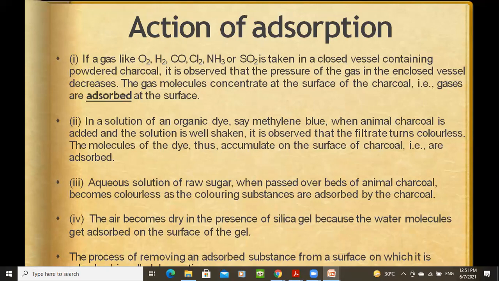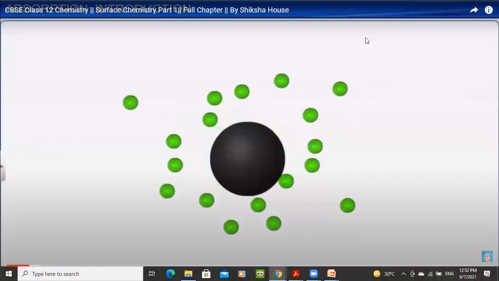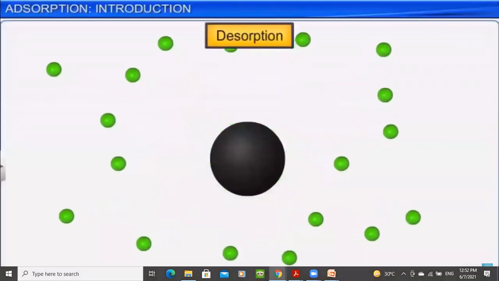Now, this adsorption can be reversed because this is a surface phenomenon and you can easily separate the adsorbent and the adsorbate. How? The process of removing the adsorbed substances from the surface on which they are adsorbed is known as desorption. At that time, the molecules will start leaving the surface of the adsorbent.